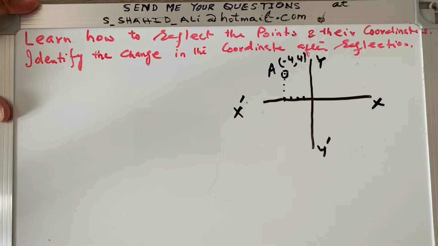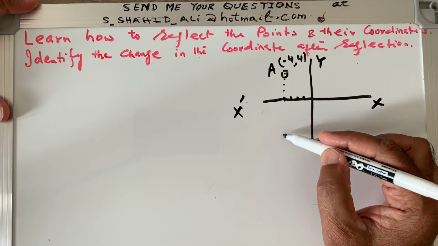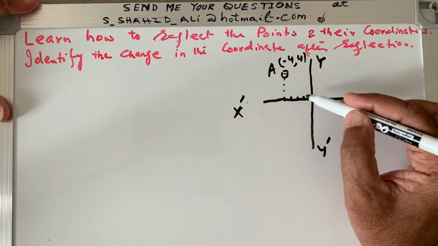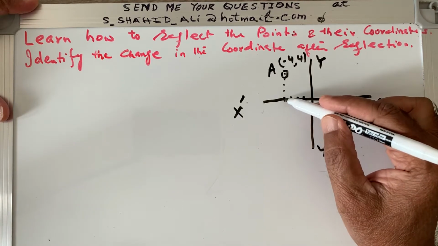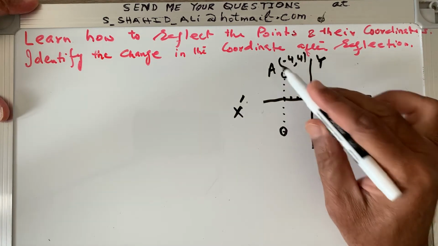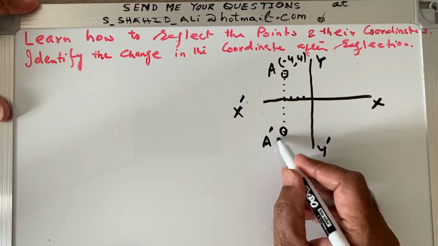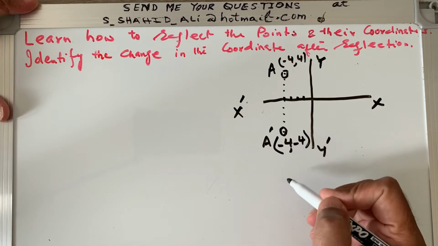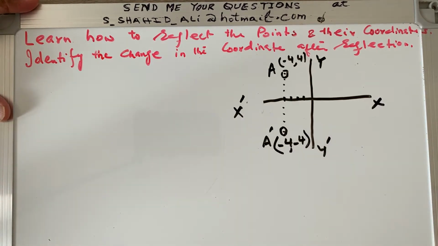Now I want to reflect in x-axis. Reflection of this point will be certainly in this coordinate, right? That will be third quadrant, and third quadrant is both negative. So that means reflection will be -4 and -4. This is my reflection of this point. I will say A dash, and my coordinates become -4, -4, right? So I reflect A to A dash across x-axis.